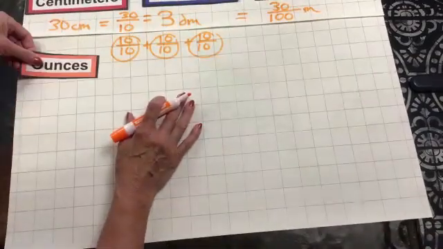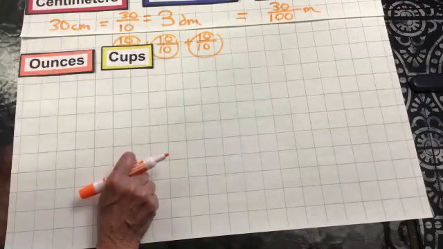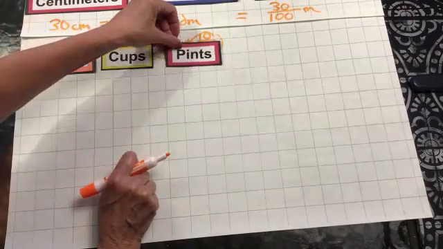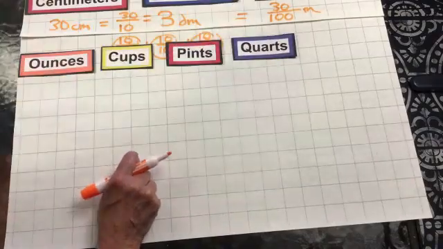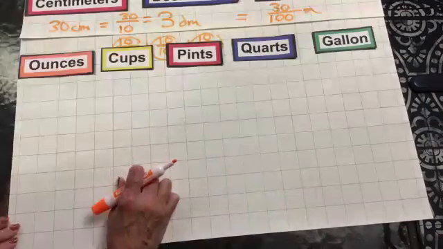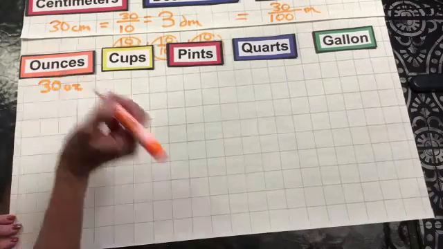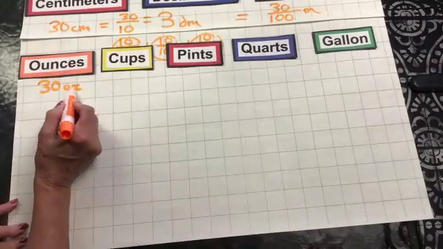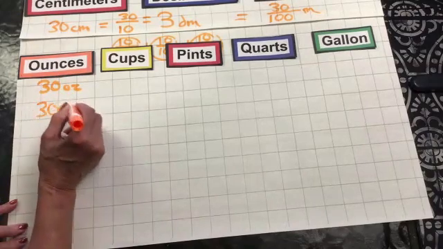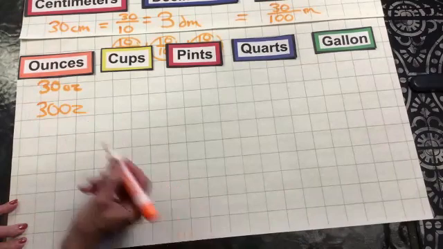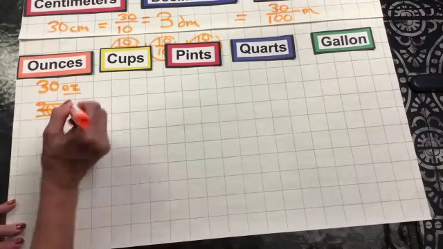And that would be ounces, cups, pints, quarts, and gallons. So, of course, today is 30, so we have 30 ounces. Those are 30 OZs. And remember, the OZ needs to be smaller than here, because if we had written it big like this, 30 OZs, it looks like 300.